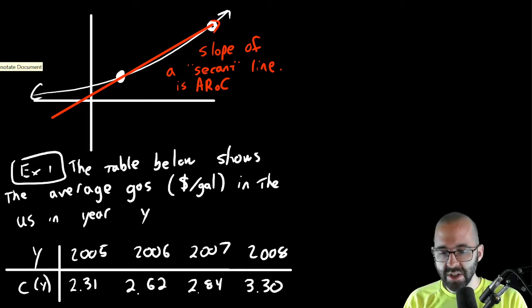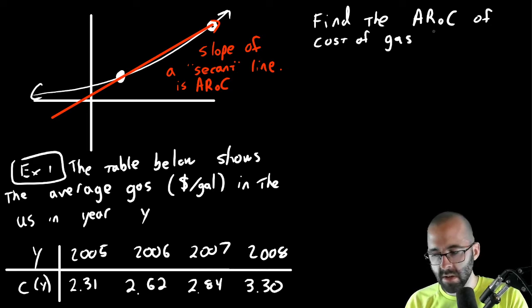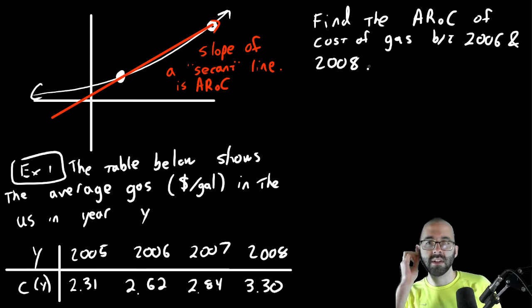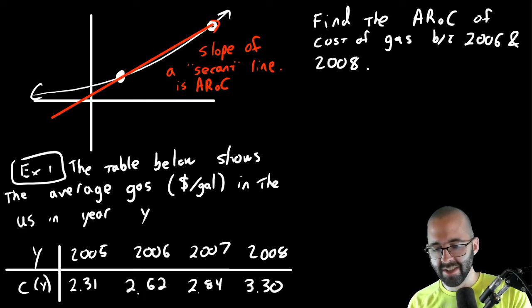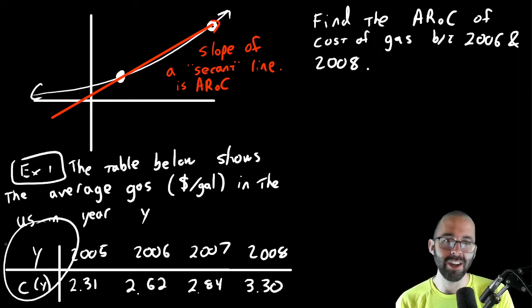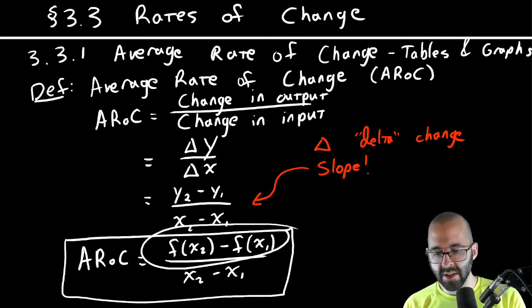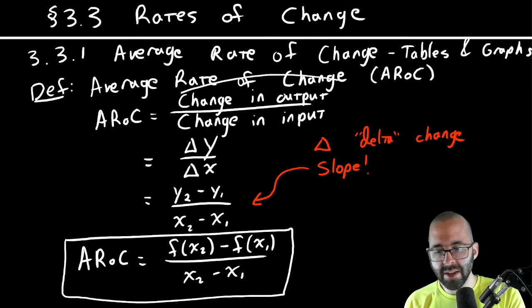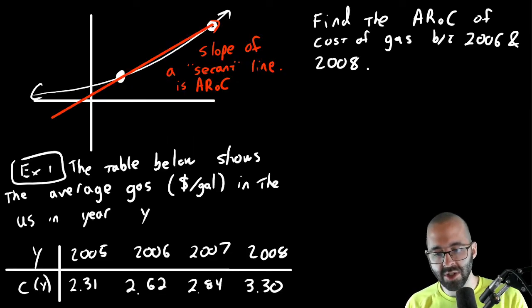The question is, find the average rate of change of the cost of gas between 2006 and 2008. We can use any formula we want, but be a little careful with the Y formula, because here Y is our independent variable. Here Y is our input, which happens sometimes when we talk about time. The important thing is that it's the function value at the second point minus the function value at the first point. It's the change in outputs divided by the change in inputs. That's probably the easiest formula to use here, but they all work.